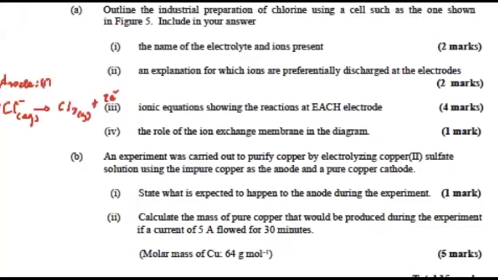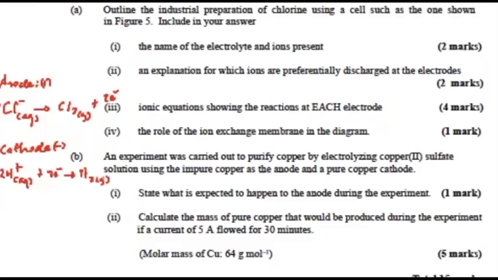And at the cathode, we would have 2H plus aqueous gaining those 2 electrons to give H2 gas. So that's what's happening at the cathode, both electrodes. And we gave the role of the ion exchange membrane in the diagram. It's to prevent the mixing of the products.